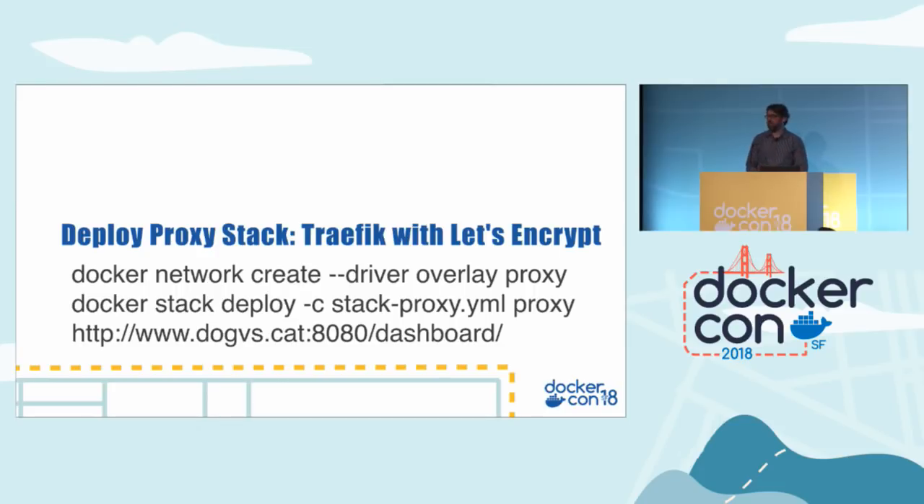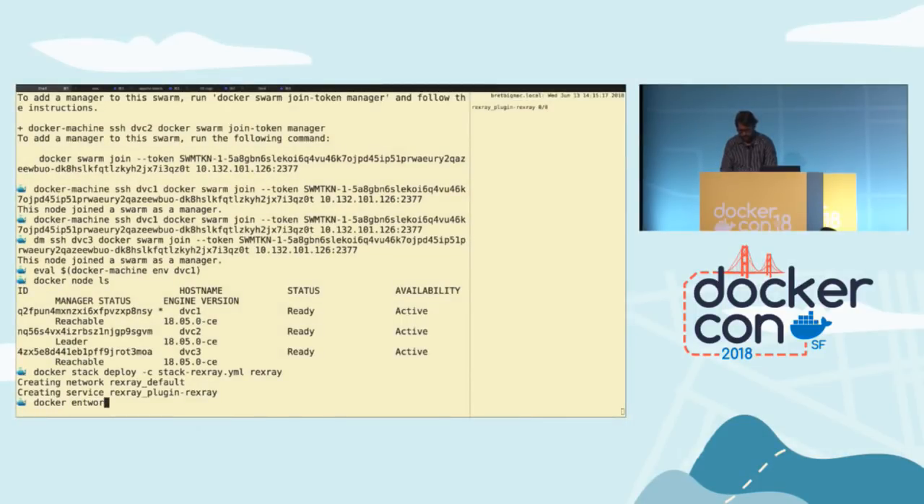OK, so now we have our storage. Let's deal with our reverse proxy. It's a common problem, and Traefik is a great solution. And all we really need to do is create an overlay network, and then apply a new stack to it that's going to run a reverse proxy container. And then we'll explain it while it's doing its thing. So Docker network create.